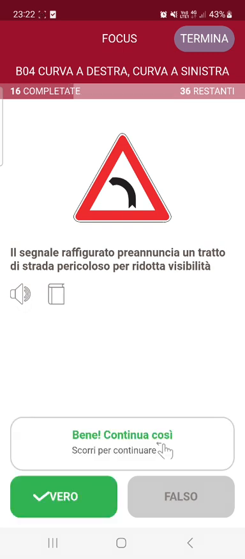Il segnale raffigurato preannuncia un tratto di strada pericoloso per ridotta visibilità. Verissimo. What is ridotta visibilità? Where the visibility is reduced, you are not seeing, because in this curve, definitely if you are driving from here, you will never see what is happening here. That is why they tell you in a curve, always reduce your speed, so that just in case of a scarcity, you'll be able to stop.